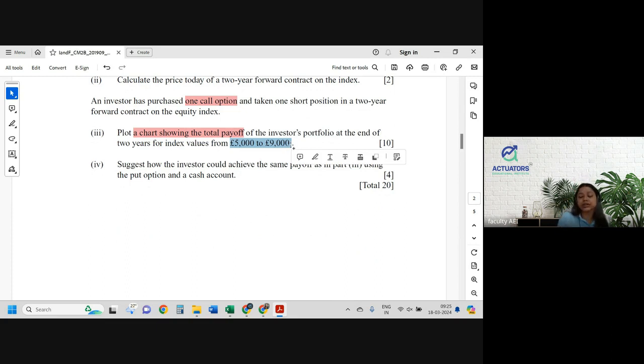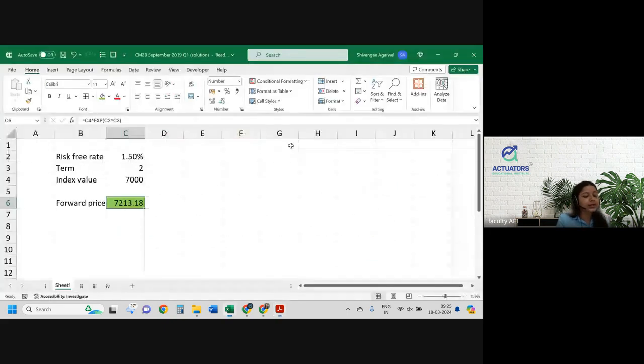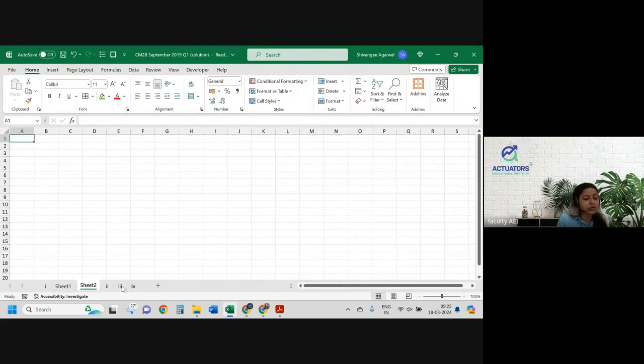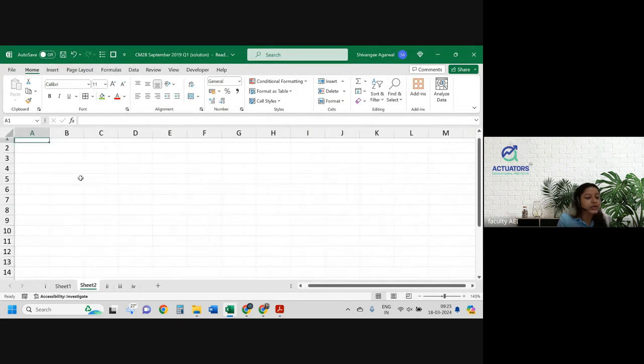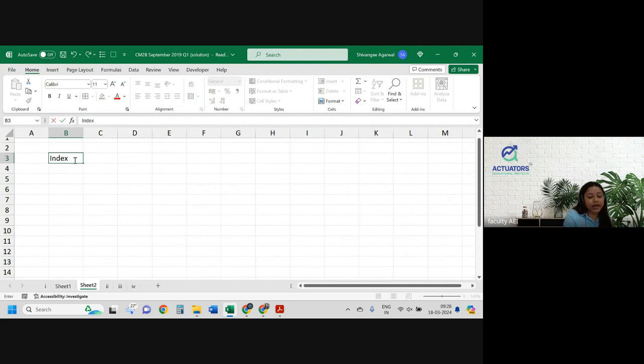So for all the index values, remember we did this in the previous class where we were making the portfolio. So they had the share price, you need the option payoff, you need the forward contract payoff, and then you can add it up, you get the total investor's payoff, and then you can just make a plot of it, right? So let's do that. I'll create another sheet because these already have the answers. So how do we go about? We'll take index value first.